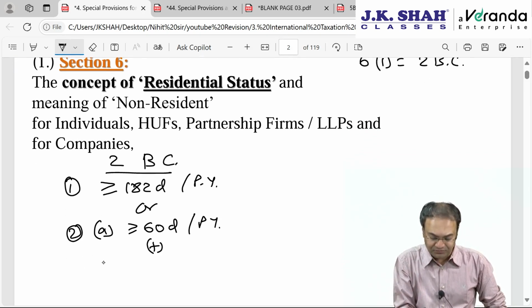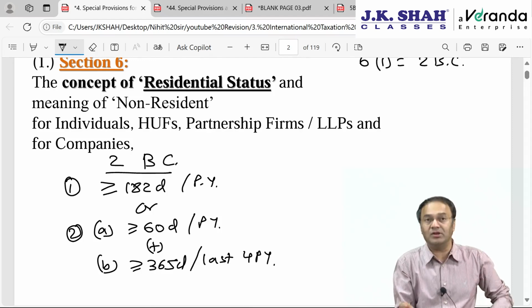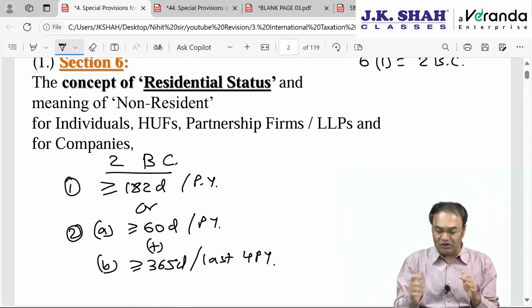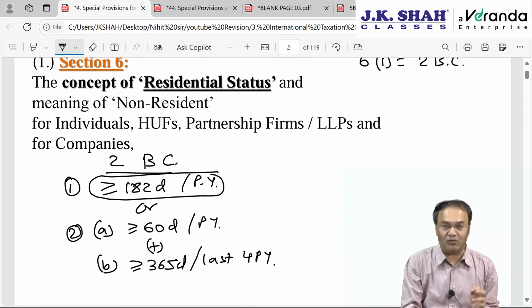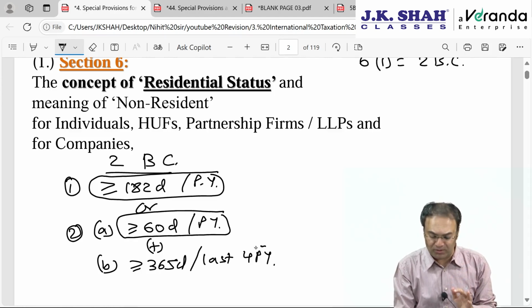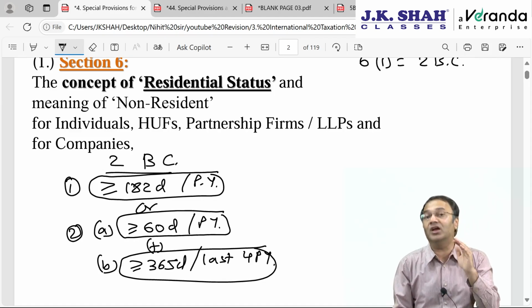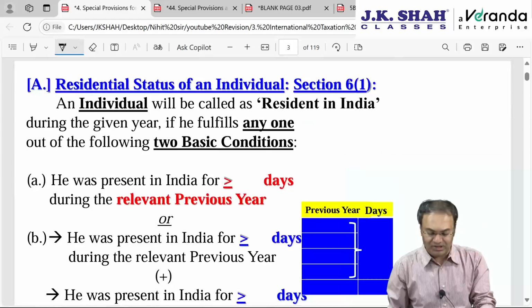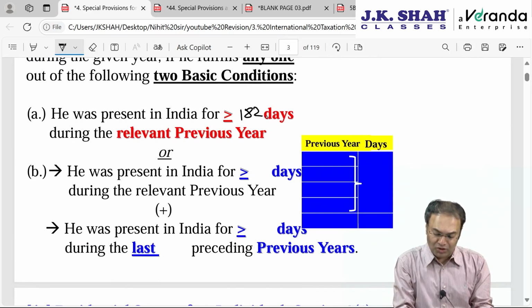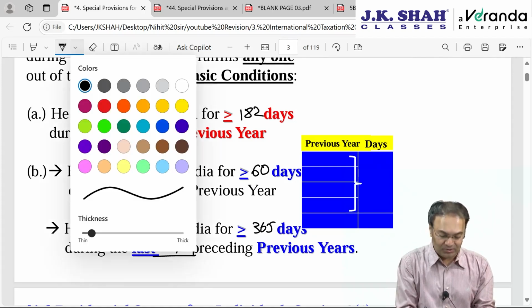plus he is present in India for 365 days or more during the last 4 previous years immediately preceding the relevant previous year. If you are talking about financial year 24-25, then in 24-25 he should be present for 182 days or more, or in 24-25 he should be present in India for 60 days or more plus 365 days or more in the immediately preceding 4 previous years. Which 4 previous years you know pretty well, ignoring 24-25. So basic conditions: 182 days or more in the current year, or 60 days in the current year plus 365 days or more in the 4 previous years immediately preceding the relevant previous year.